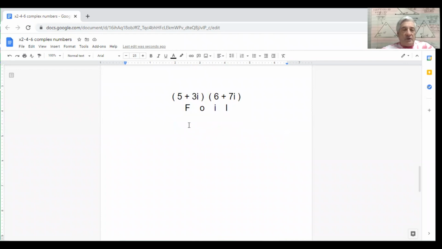You can multiply them, so we'll try and FOIL them. First, 5 times 6, 30. Outer, that's plus 35i. Inner, plus 18i. And last, 7i times 3i is plus 21i squared.